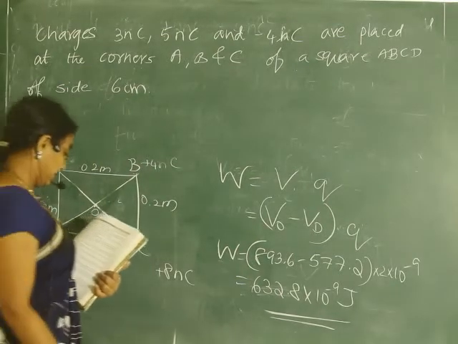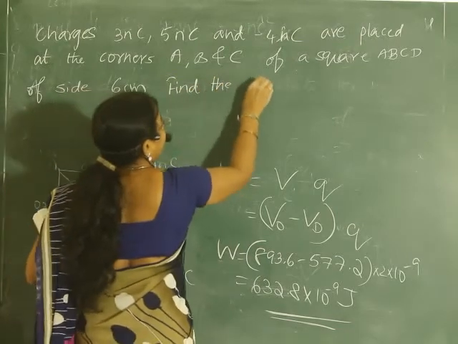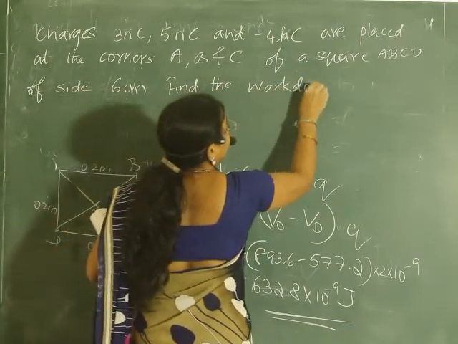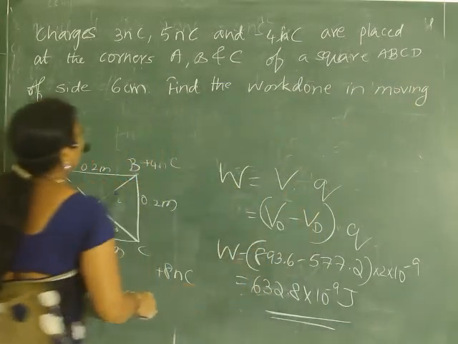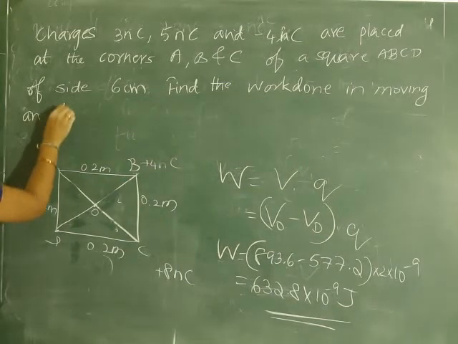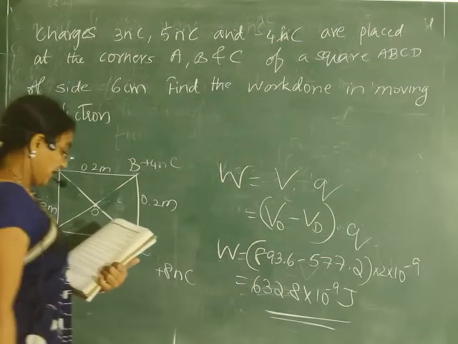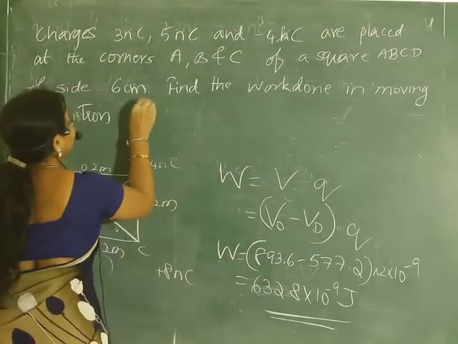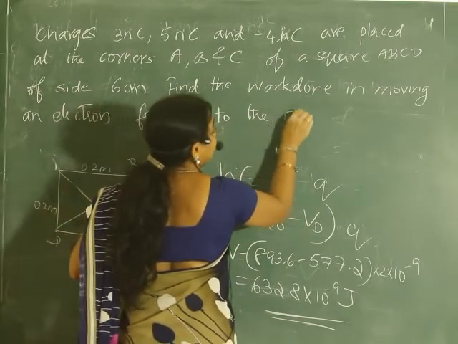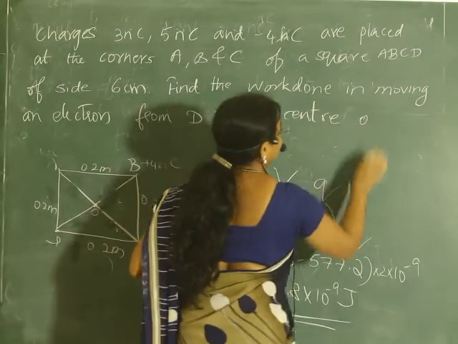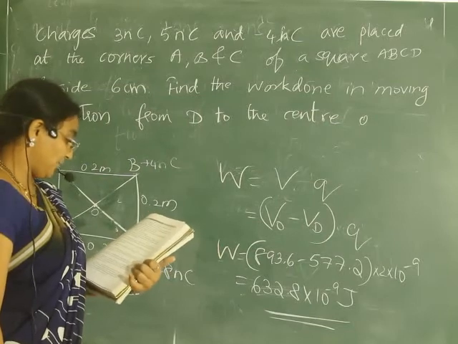Find the work done in moving an electron from D to the center O of the square.